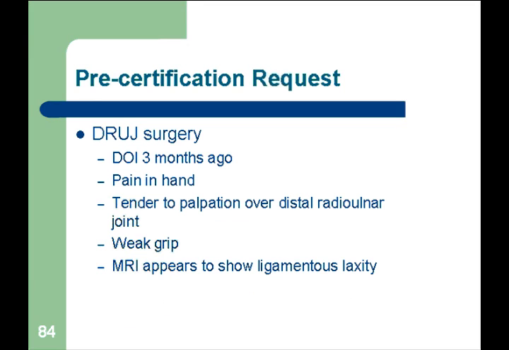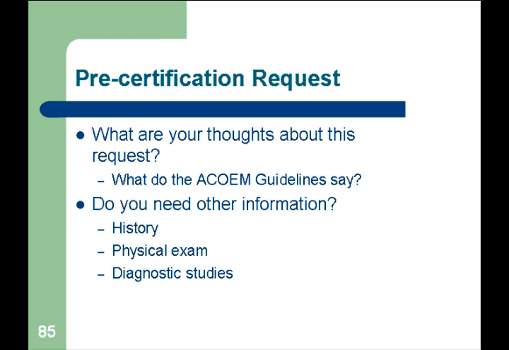Distal radial ulnar joint. This is the end of the radius, TFCC component. They're 3 months out, still having pain. They're tender over the distal radial ulnar joint. They have weakness. Their MRI shows that they do have some ligamentous laxity or change with regard to the wrist joint. Are you going to authorize injection, splinting, or surgery for this person? And again, if you're going to answer that question, you need to understand the history, the physical examination, and the diagnostic studies.